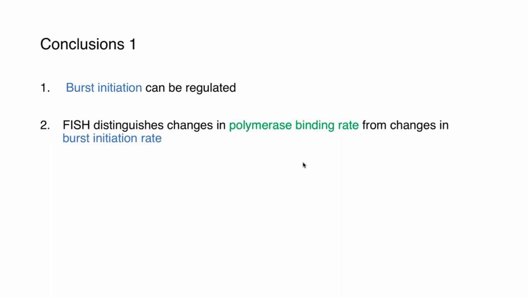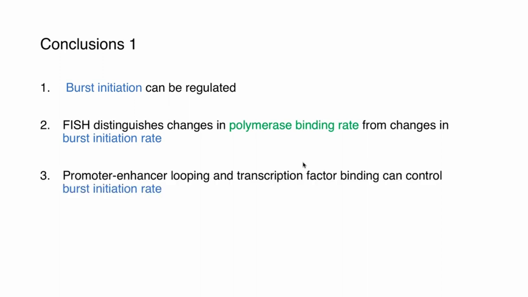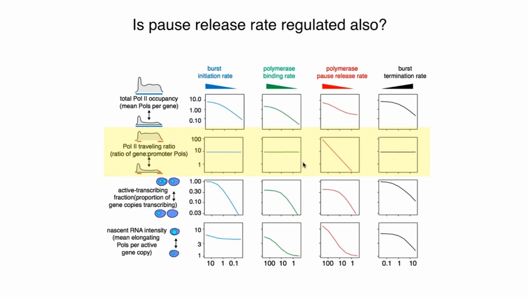And I've shown that promoter enhancer looping and increased transcription factor levels can control burst initiation rate. So the step that I haven't really discussed is polymerase pause release rate, which is also thought to be an important regulatory step of transcription. Nascent transcript RNA FISH actually can't measure changes in that step, so we turn to Pol2 ChIP-seq, which can.